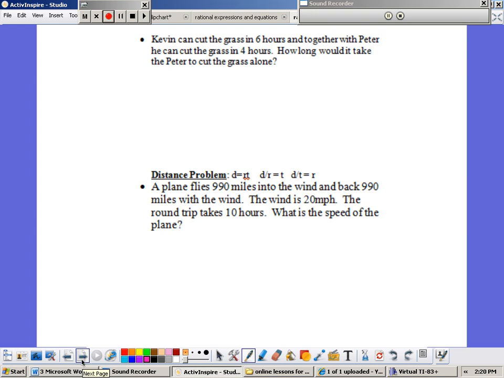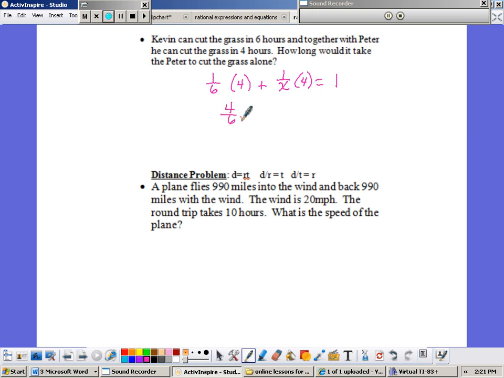Kevin can cut the grass in 6 hours, and together with Peter, he can cut the grass in 4 hours. How long would it take Peter to cut the grass alone? Well, Kevin can cut the grass in 6 hours, and together with Peter, he can do it in 4 hours for one job. But we don't know what Peter's rate is, but we know together they do 4 hours.